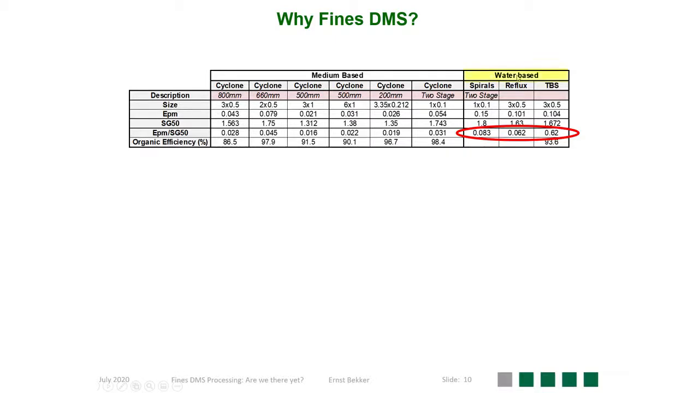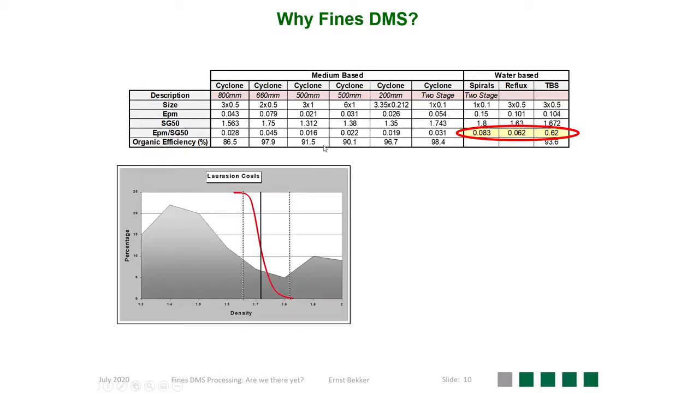If you look at the water-based applications, which are spirals, reflux classifiers or teeter bed separators, or TBS as they are called, you will see that the EPM divided by SG50, which is normally referred to as the normalized EP, is quite high in comparison with the dense media based processes. Why do we want this EP value, or the normalized EP value, to be as small as possible?